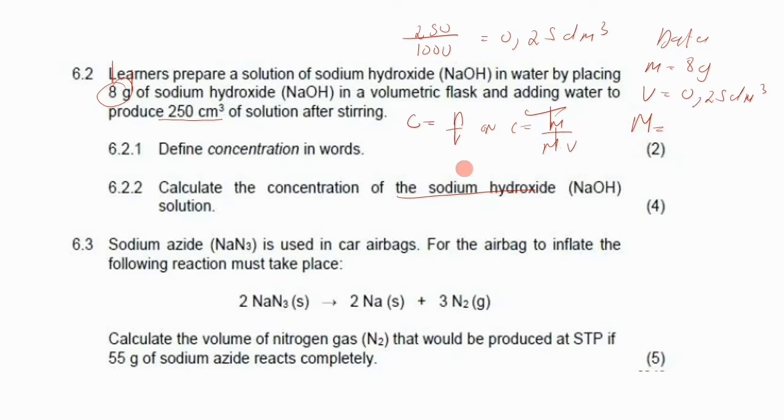So how do we find the molar mass? It is simple. We look at our periodic table. Na is 23, and then oxygen 16, and then H is 1, and adding that together will give us 40 grams per mole. Then what are we looking for? We are looking for concentration, so put a question mark there. Then you can see that all this data that we have here corresponds to this formula here. That's how you choose the correct formula.